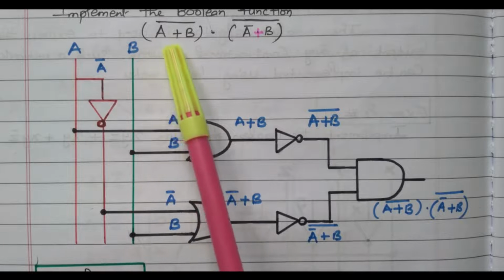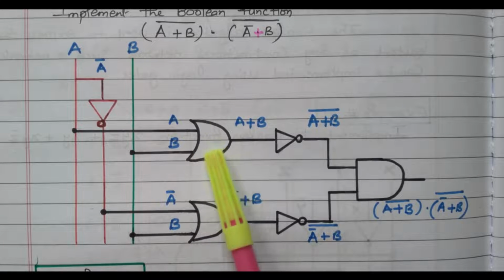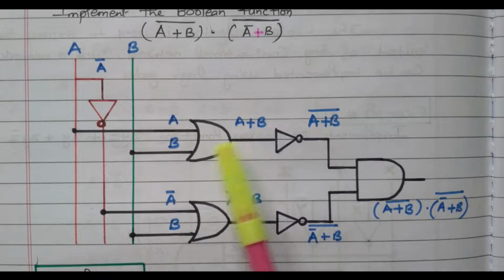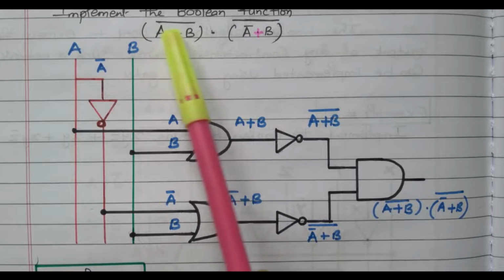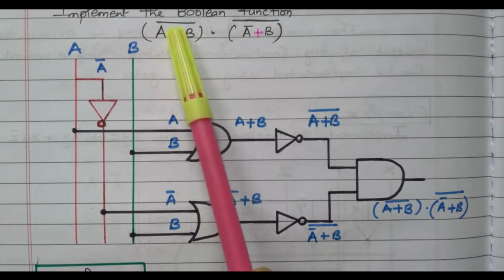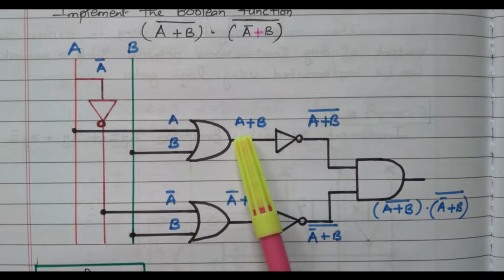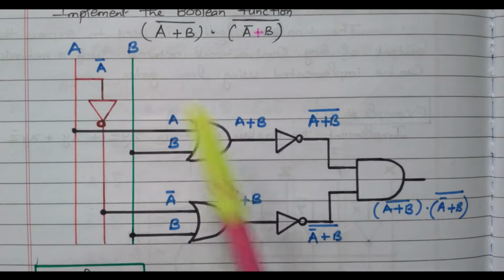Now first we will implement this A plus B. In order to get A plus B we need one OR gate. The input is A and B. The nature of OR gate is it will add A plus B. But here what we need is (A plus B) the whole bar, inverted. So here again we connected one NOT gate. What is the nature of NOT gate? The input is A plus B, the output will be (A plus B) the whole bar. So this is our required output.